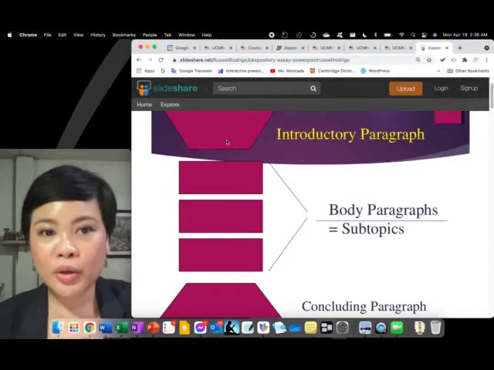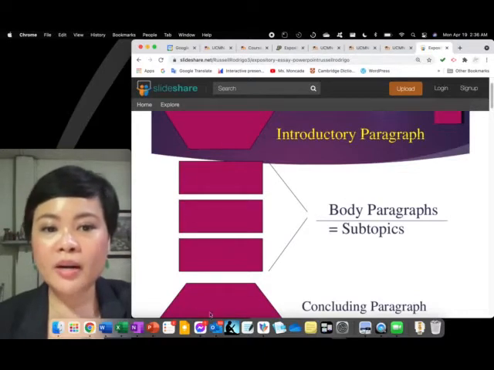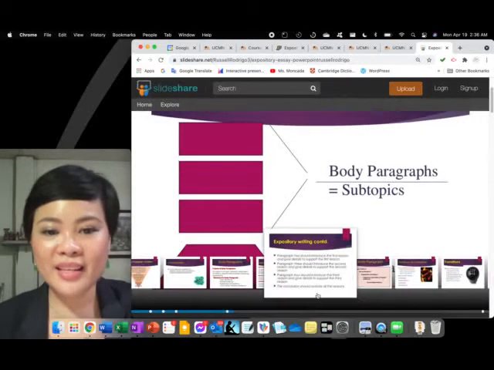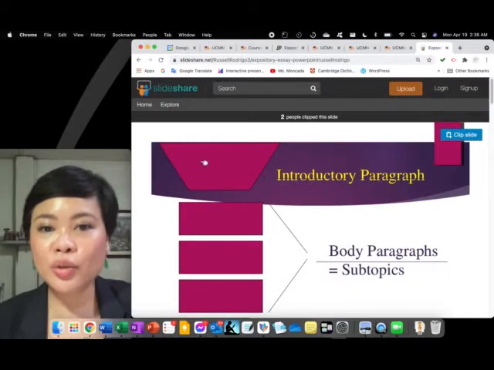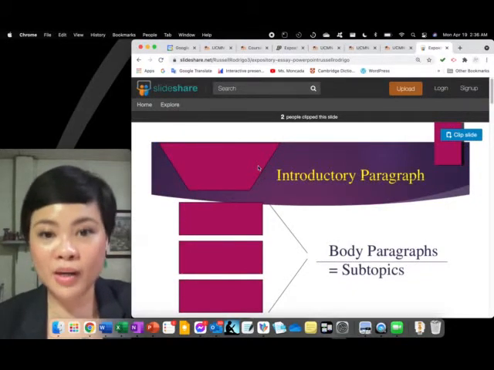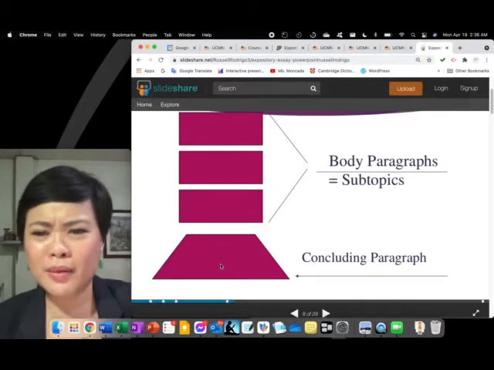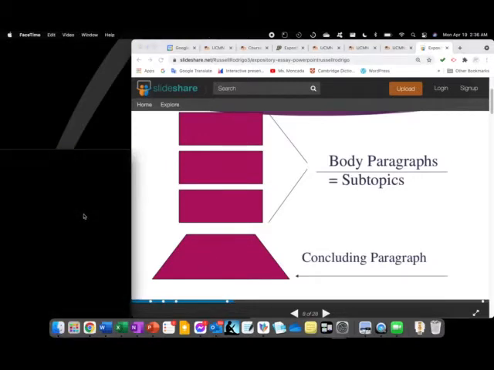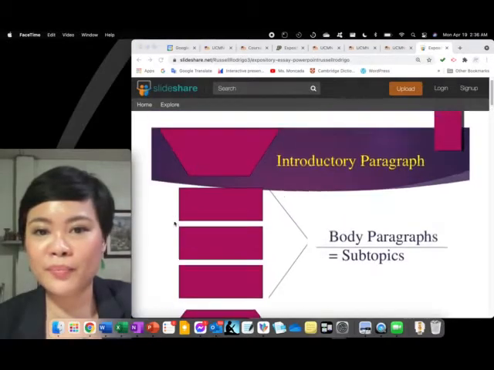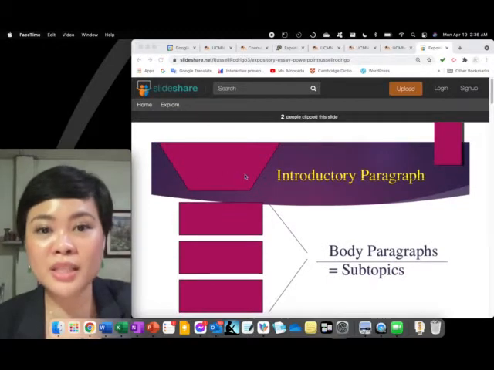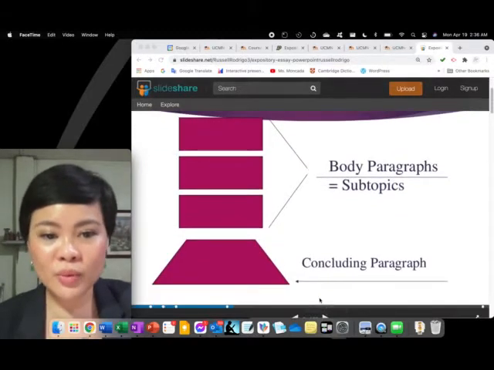So this is the structure of an expository essay. So you have the introductory paragraph, you have the body paragraph, and you have the concluding paragraph. Okay, so you have 3 body paragraphs. Usually the introductory paragraph is an inverted pyramid. We shall talk more about the parts later. And then the concluding paragraph is usually a pyramid like this. Oh, it's not really a pyramid, but more of a trapezoid, right? But this one is inverted. So you will see the logic of this one later on.